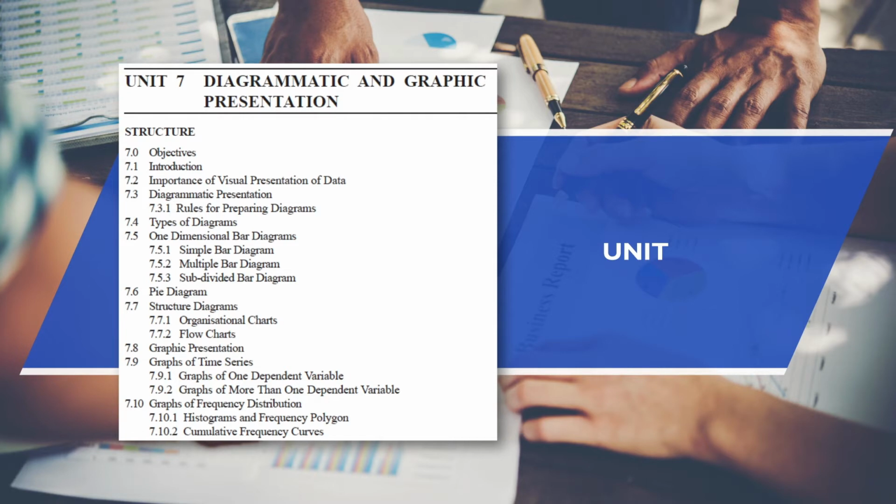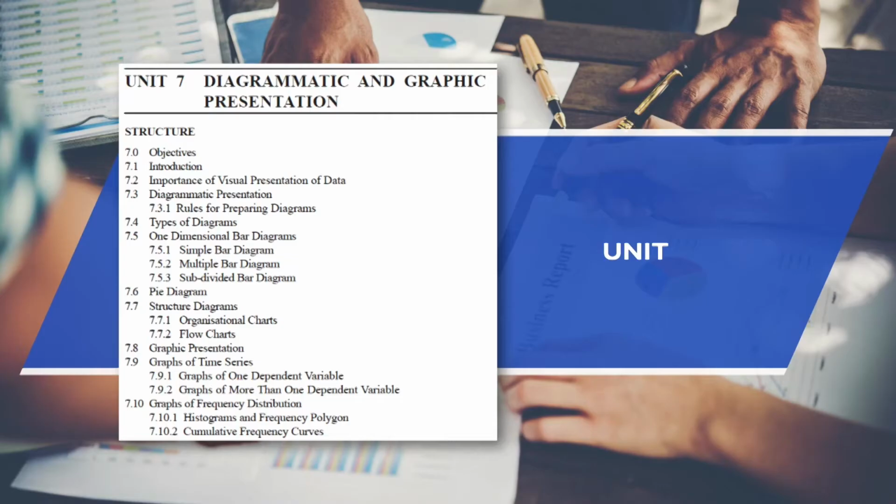So already we have talked about pie diagrams, and then structure diagrams like the organizational chart or flow chart. The example we have quoted is of certain organizations which have a hierarchy of people starting from the top level, middle level, and lower level. How this hierarchy is going to be depicted in a chart. So this organizational chart is very important. Then we have a flow chart.